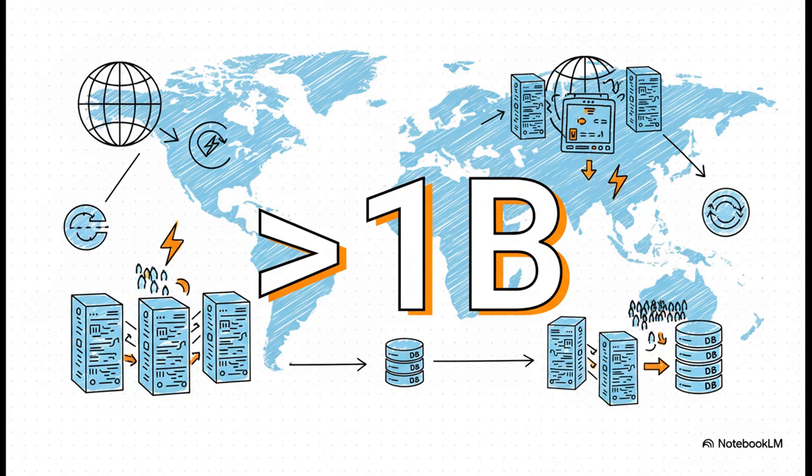To really get a handle on this, you have to start with the numbers, and they're just mind-boggling. We're not talking millions of requests here. At its peak, Facebook's caching system handles over 1 billion requests per second. Just let that number sit for a second. 1 billion. Every single second.